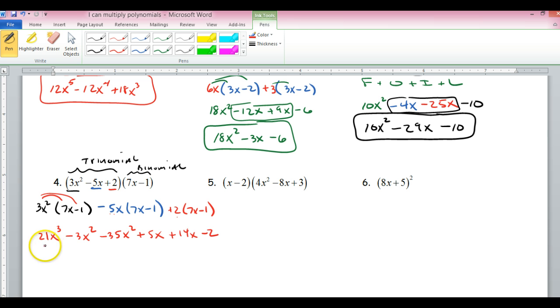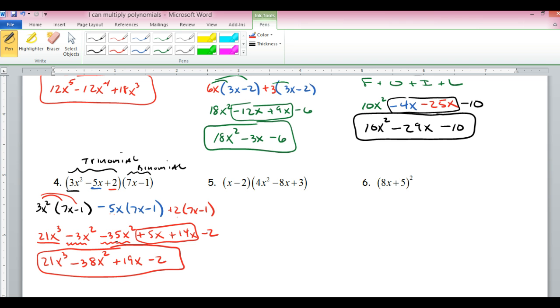Now all you do is combine like terms. So 21x to the third, and combining negative 3x squared minus 35x squared gives you minus 38x squared. Then 5x plus 14x gives you 19x. Bring down your final negative 2, and after you combine like terms, you end up with this polynomial. So the key is to know that the number of terms in your first polynomial tells you the number of distributions you have to make to the second polynomial.